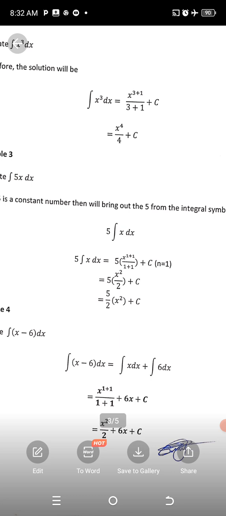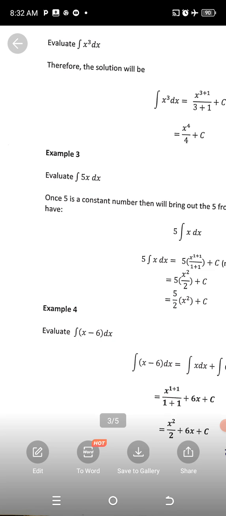Your n is there, what? Is 1. It's an invisible 1. We don't like to write any number that is being raised to power 1. So which means 5 into bracket x raised to power 1 plus 1 over 1 plus 1, close bracket, plus c. And you can see at the front of that, n is equal to 1. So 5 into bracket x squared over 2 plus c, and we have 5 over 2 x squared plus c. That's all.